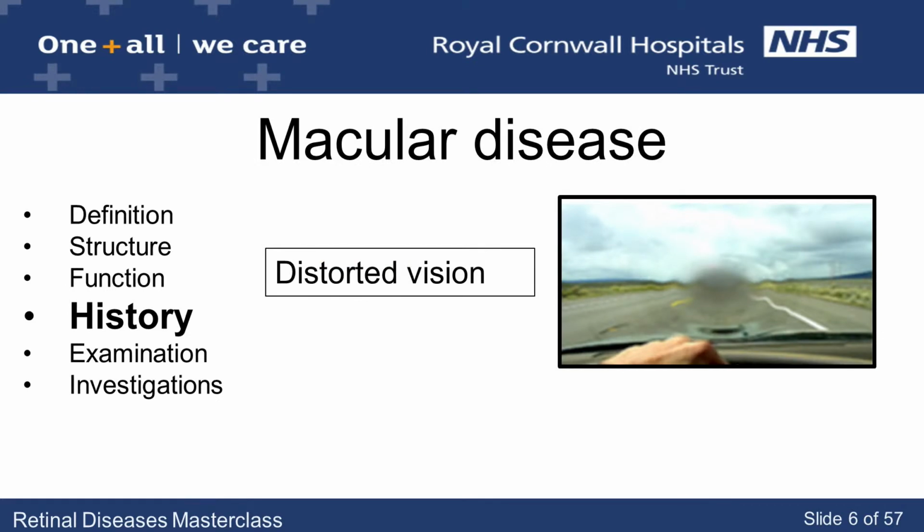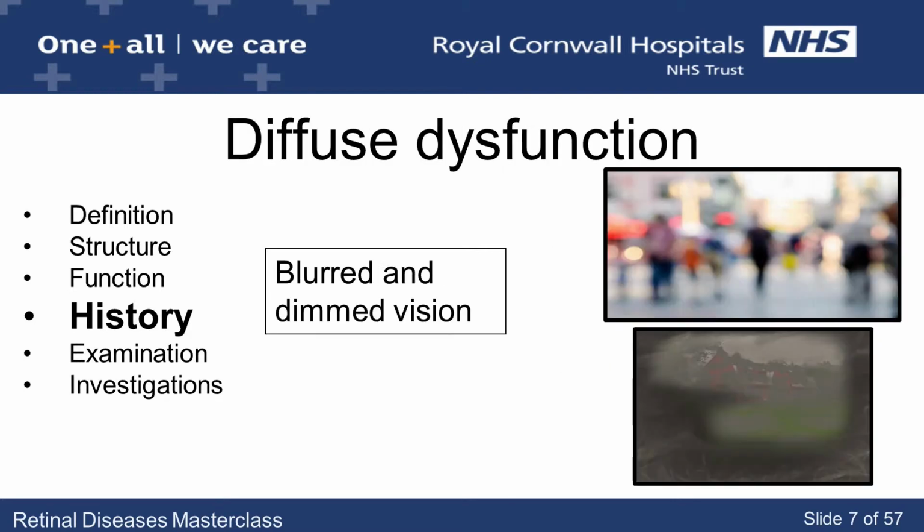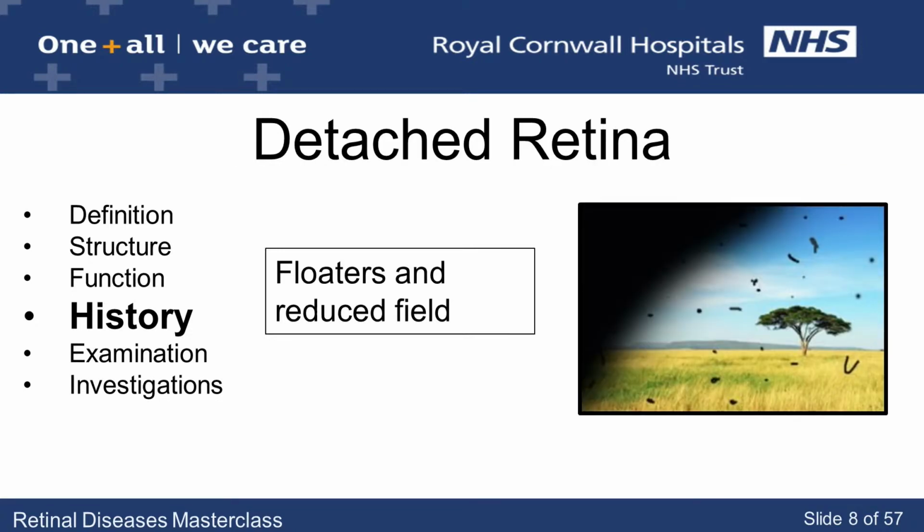The history that your patients will give if they have retinal diseases is quite straightforward, really. If you have a disorder of the macula, that is to say, the central retina, your patient might complain of distorted vision, where straight lines appear bent. Patients with diffuse dysfunction of the retina, and by that I mean the rods and the cones of the retina, might complain of blurred or dimmed vision. But the hallmark of detached retina is the 3 Fs: flashing lights, floaters, and field loss. If your patient presents with those symptoms, that is a red flag to get them seen as soon as possible by an ophthalmologist.